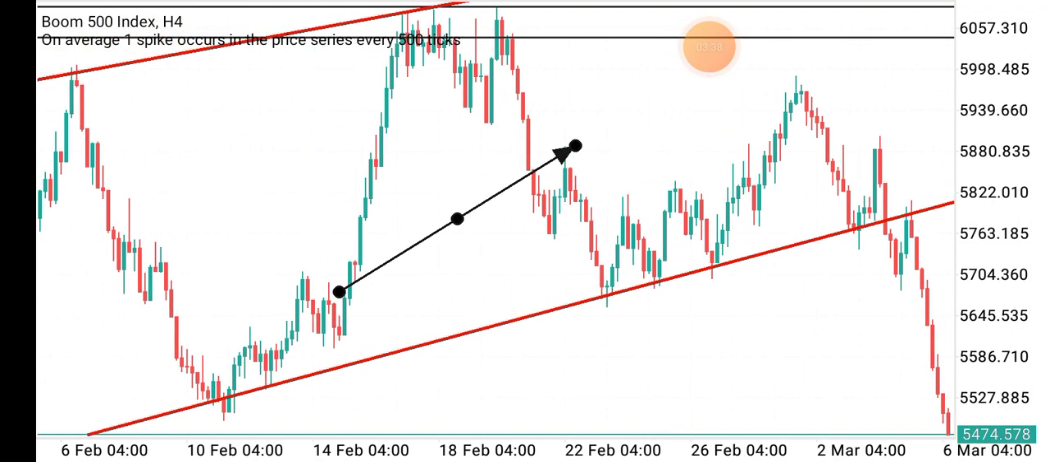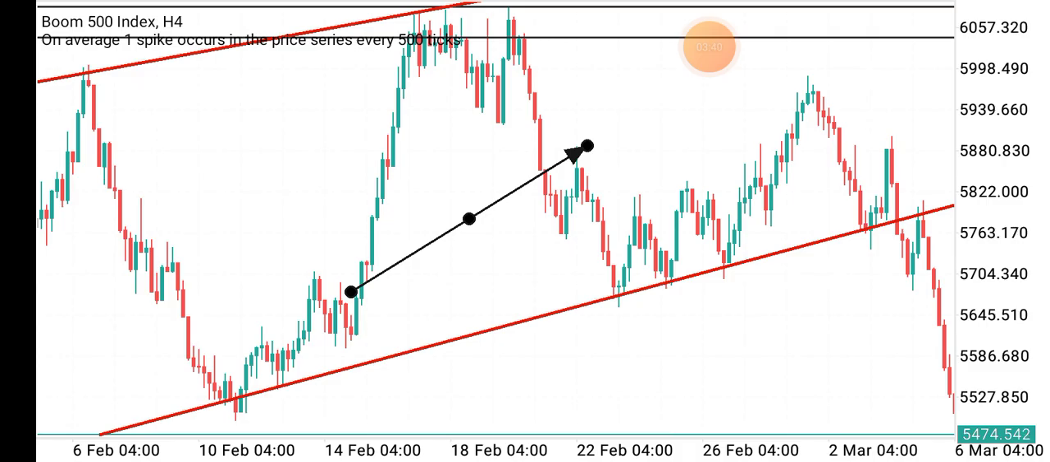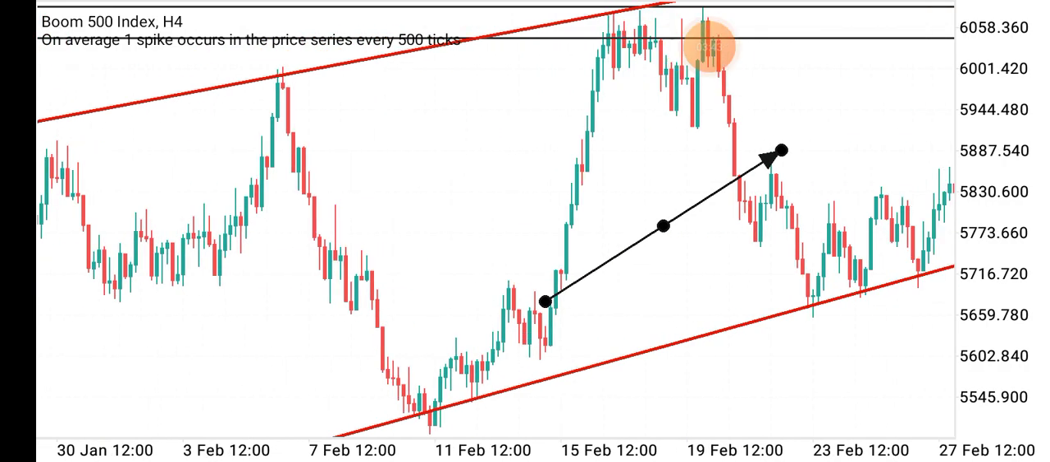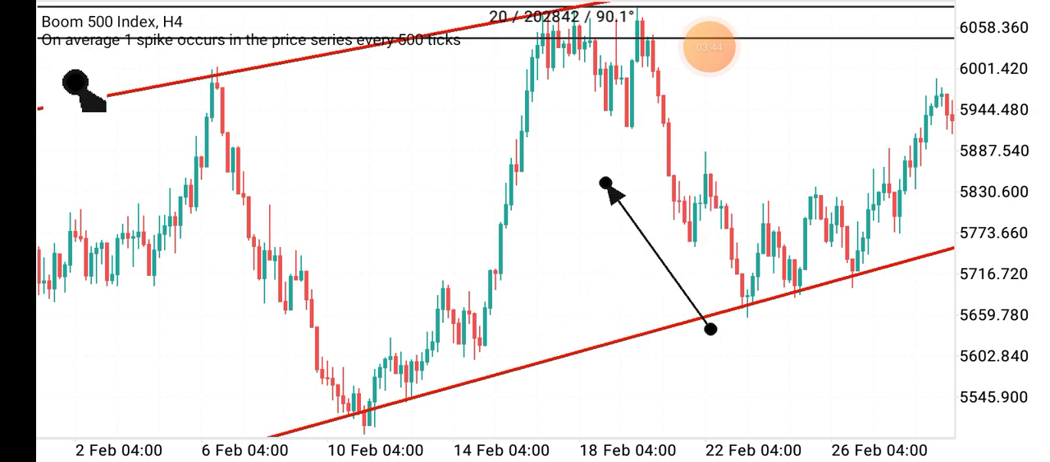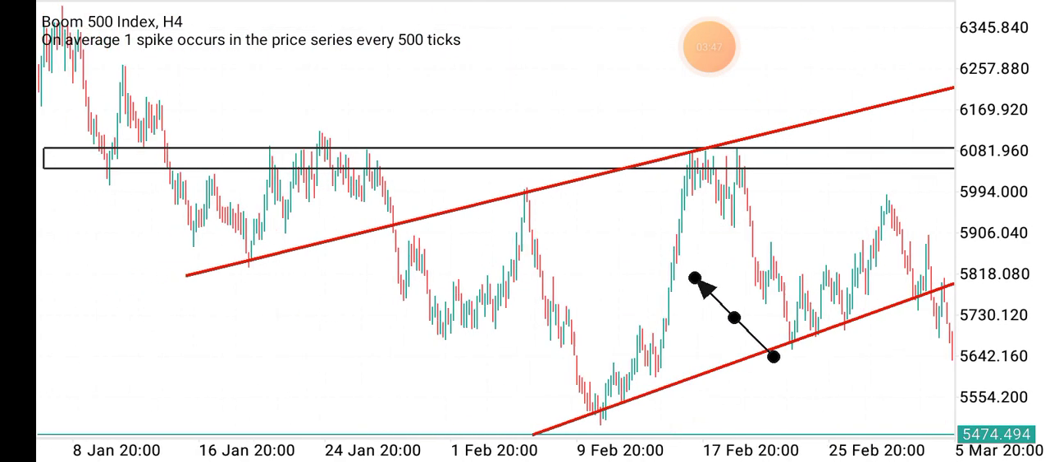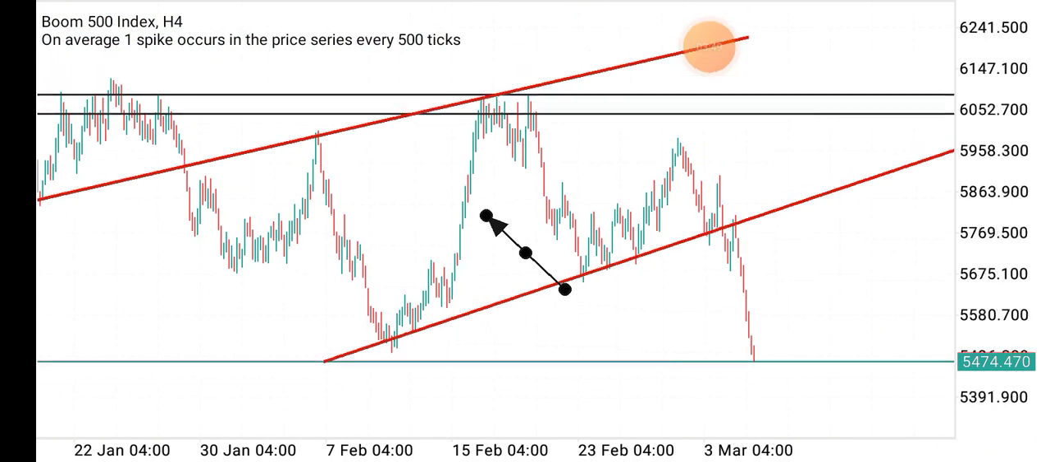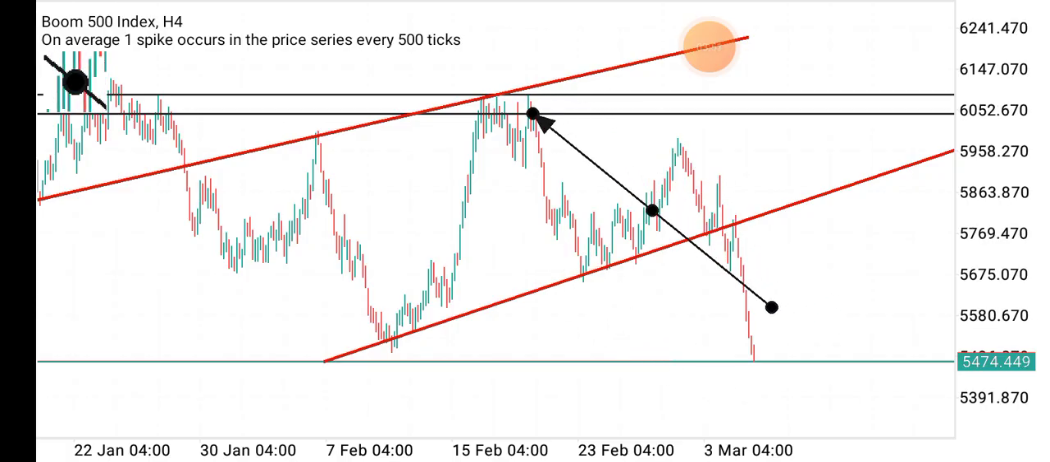Now let's look at this H4. As you see this section, you can see the higher highs and the higher lows very clearly. If you zoom out, it is very clear at this point. Then this is the zone the market bought to and then sold. It came back here and consolidated a bit.